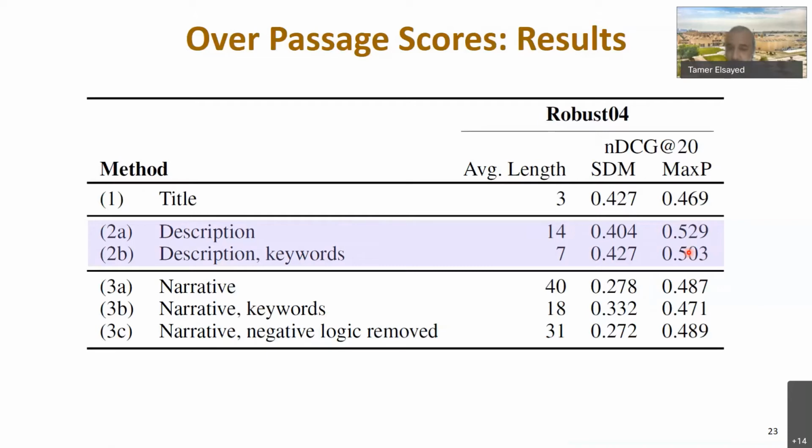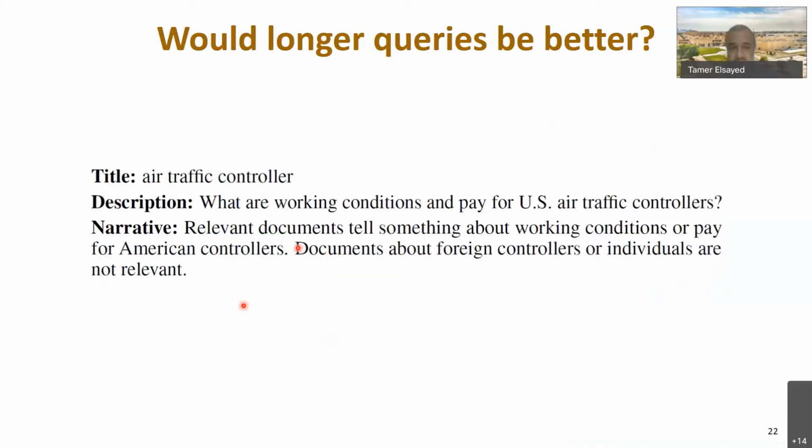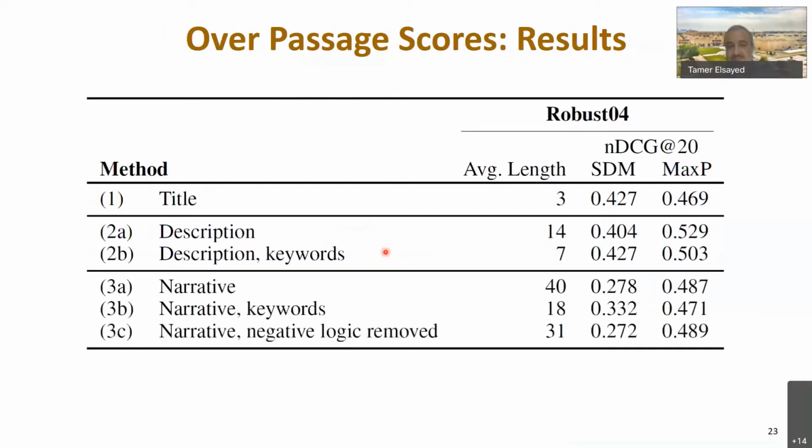They shouldn't be removed. They also tried this with the narrative. Narrative is an even longer query, if you look at the example here. The narrative says what should be the relevant documents and what shouldn't be, or what should be the non-relevant documents. So it's much longer. As you see, they did the same thing. They removed the stop words, and again the performance dropped a bit. Of course, not too much, but it dropped. Although in SDM, the sequential dependency model, it actually improved a lot with the narrative.